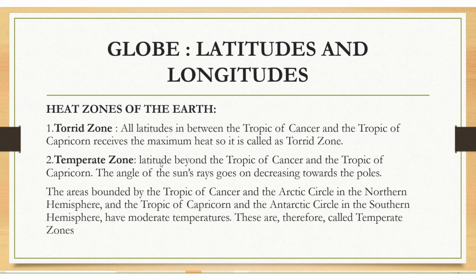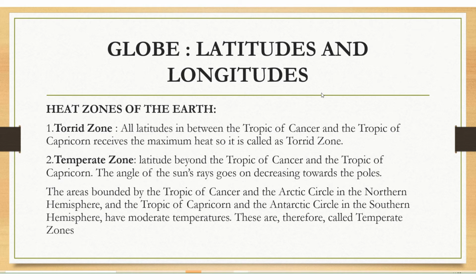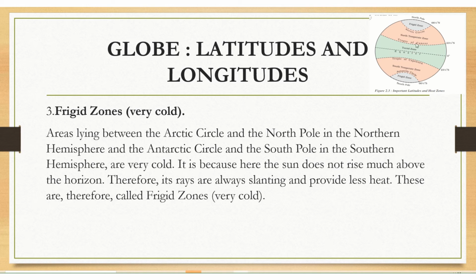Then the temperate zone. In latitudes beyond the Tropic of Cancer and the Tropic of Capricorn, the angle of the sun's rays keeps decreasing towards the pole. If we assume the sun is here, the sun rays do not fall directly; they decrease from here to here. The area bounded by the Tropic of Cancer and the Arctic Circle in the northern hemisphere, and the Tropic of Capricorn and the Antarctic Circle in the southern hemisphere, has moderate temperature. These are therefore called the temperate zone.